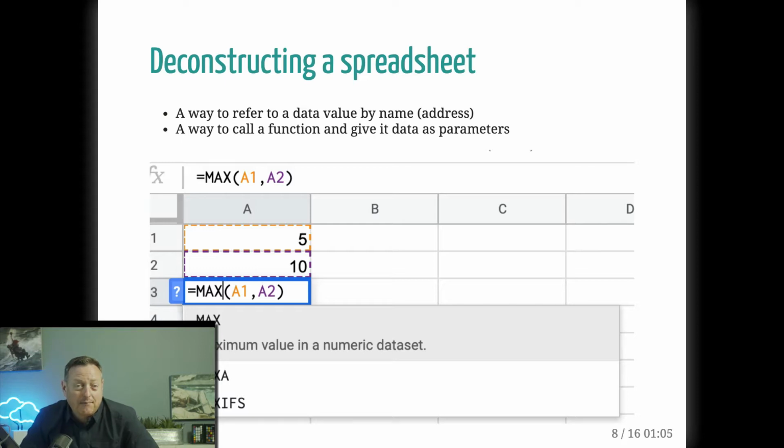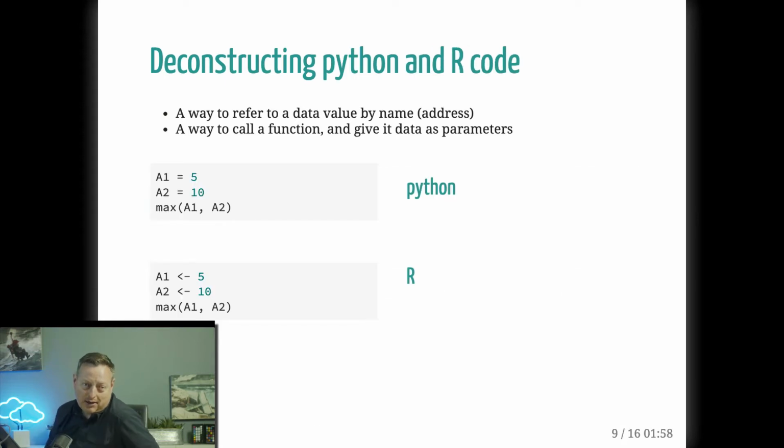So we can call the max function and give it A1 and A2, and we get the result of the computation that that function performed. And with that, you can do an incredible amount. So that doesn't look too hard. Equals max, you pass A1 and A2.